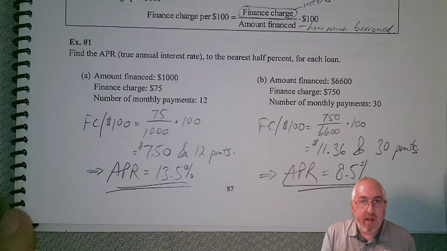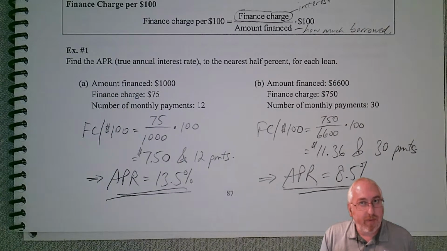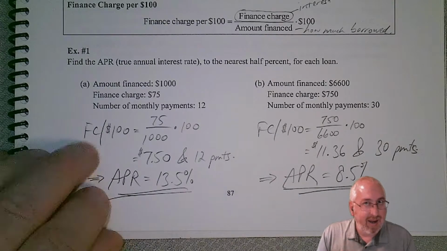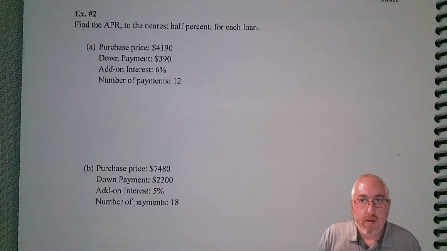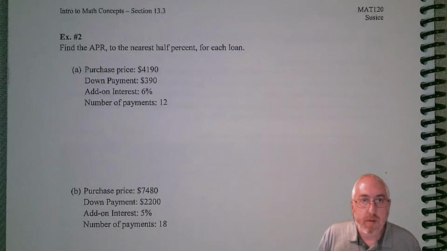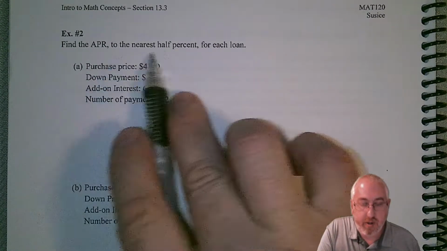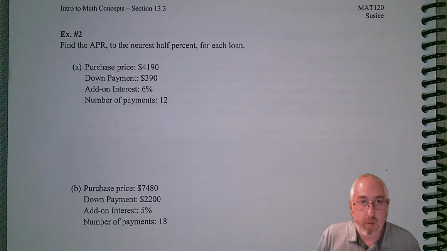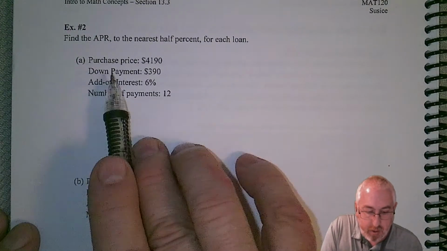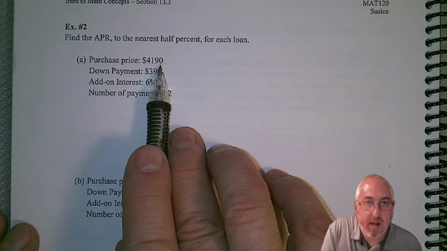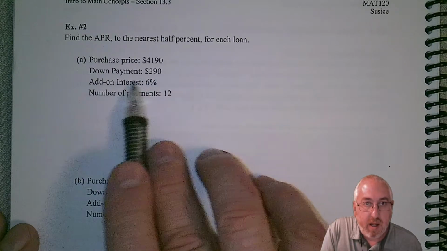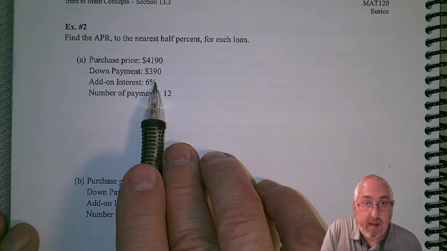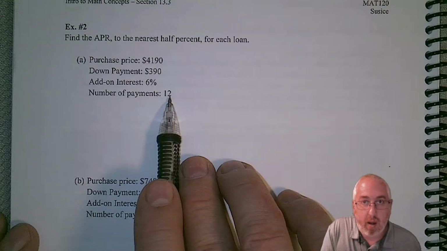So not too bad when they give you that specific information, but what if they don't? What if they kind of hide it on you a little bit? Well, let's try another problem. This one still wants you to find the APR to the nearest 0.5% for each loan. Now they're giving you the purchase price was $4,190. You made a down payment of $390. The add-on interest is 6%, and the number of payments is 12.